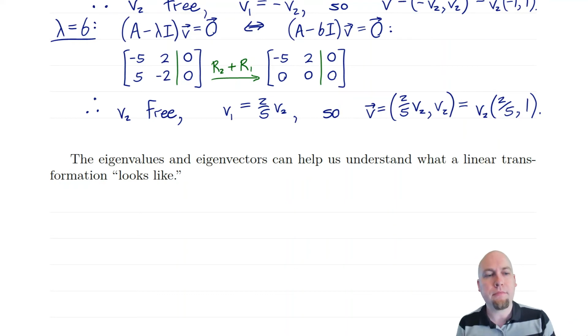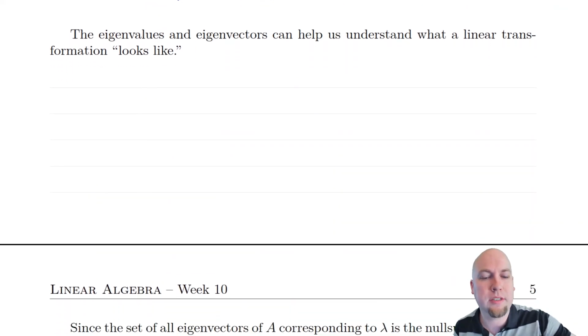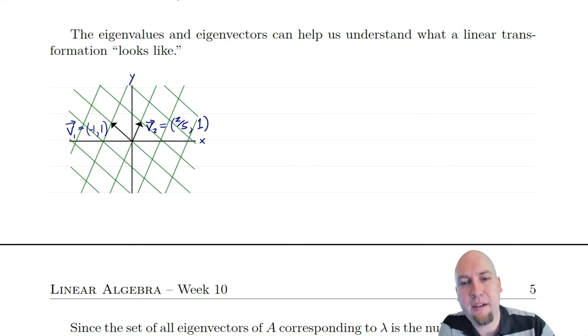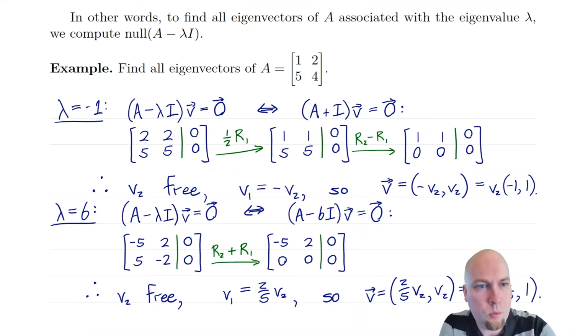One really nice feature of eigenvalues and eigenvectors is that they can help us understand what a matrix sort of looks like. What I mean by that is, let's try to illustrate this matrix up above, this matrix A that we just worked through in the previous two examples. It was 1, 2, 5, 4. Geometrically, what does that matrix look like?